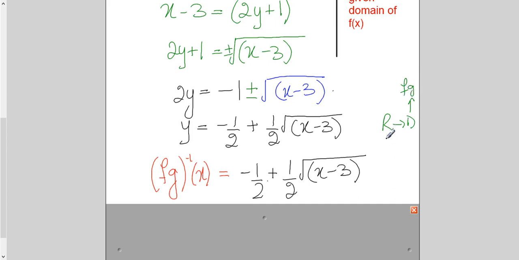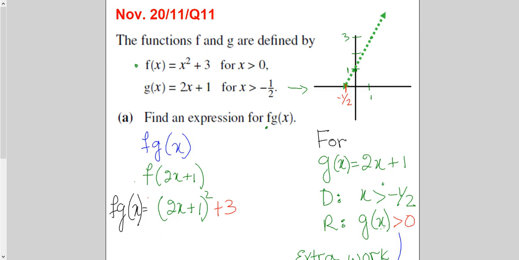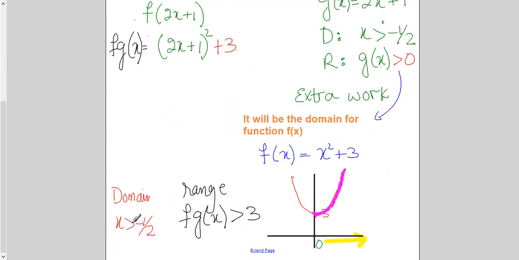Now, as you know, for this inverse function, the range will be the domain of your function f of g, and the domain will be the range of this. So I will see what was my domain and range there in that function. If you remember, it's fine. Otherwise, I'm showing it to you here. The domain was greater than minus half. So this will be the range of the inverse function.